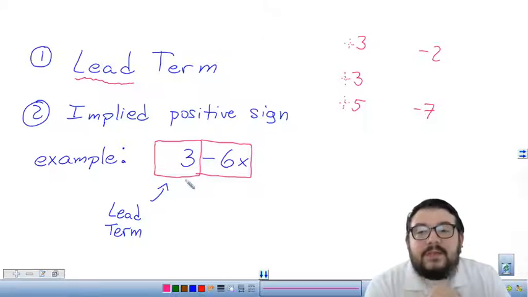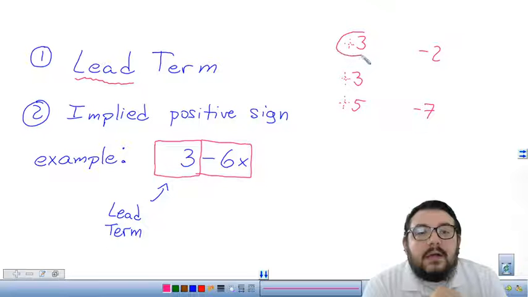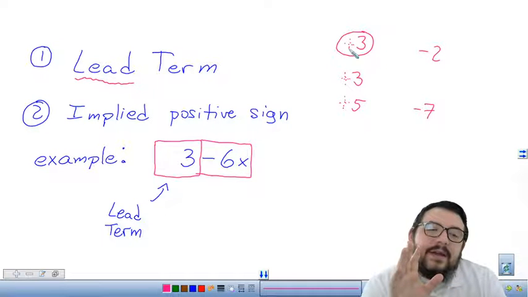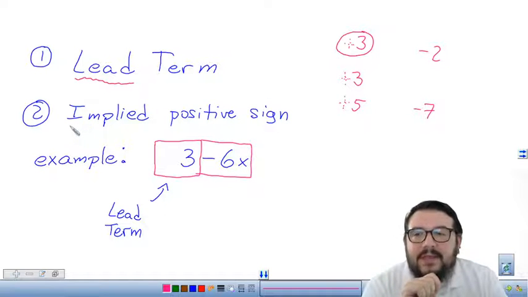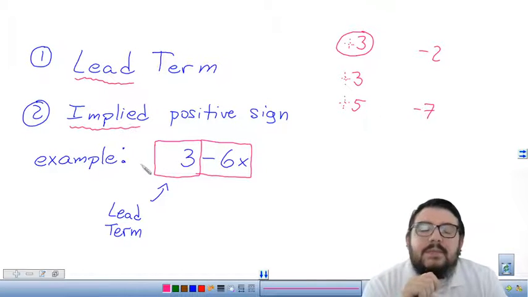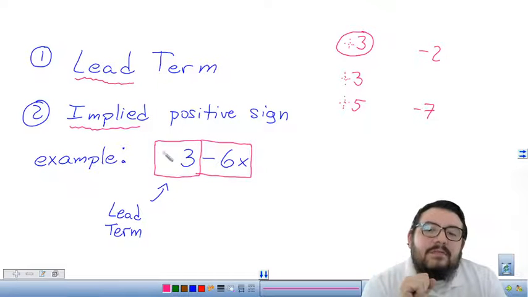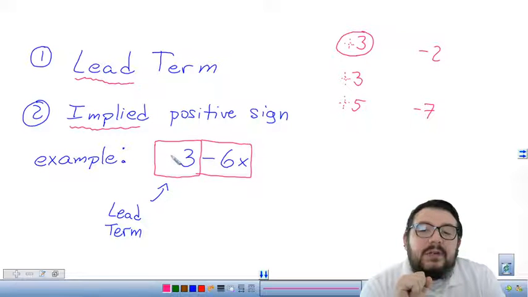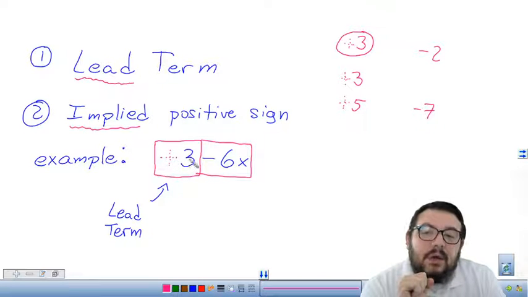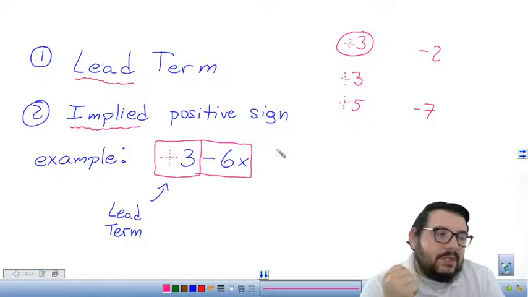Okay, well, we know that this 3 is positive. In your mind, when you draw your own plus sign, you know it's there, but you don't write it. There's a special name for that in math. It's called implied. It's something that we know is there, but that we do not write. And in this case, we're studying what's called the implied positive sign. If the lead term is positive, it actually does have an implied positive sign. We know that it's a positive 3. We just don't write it because it would look super weird.